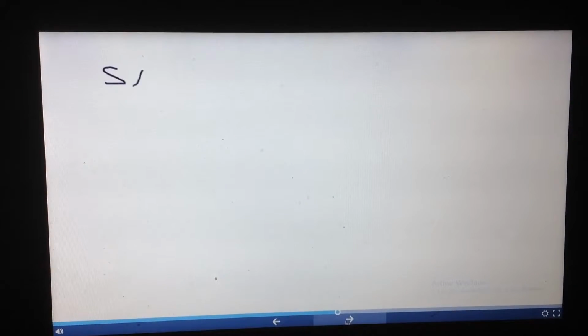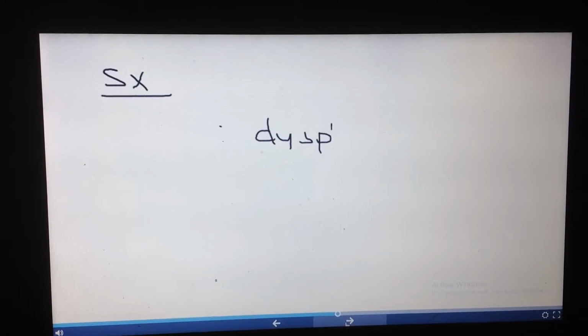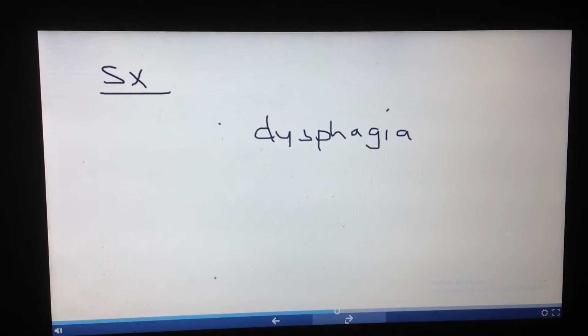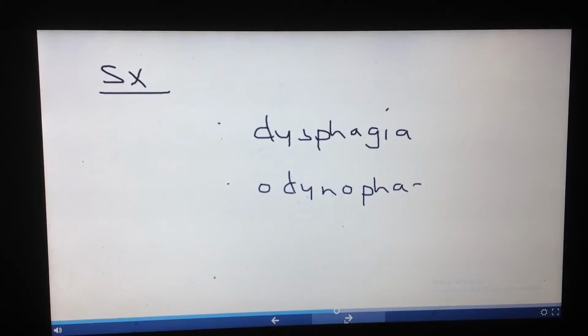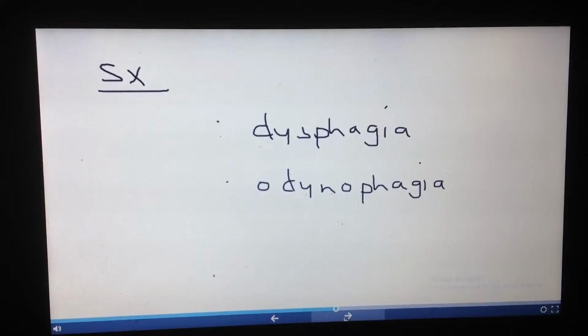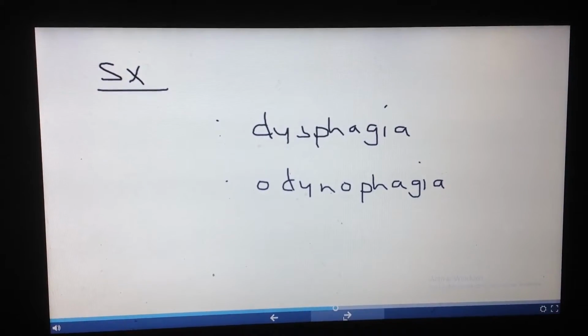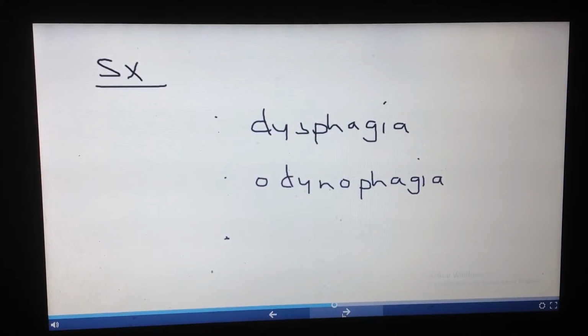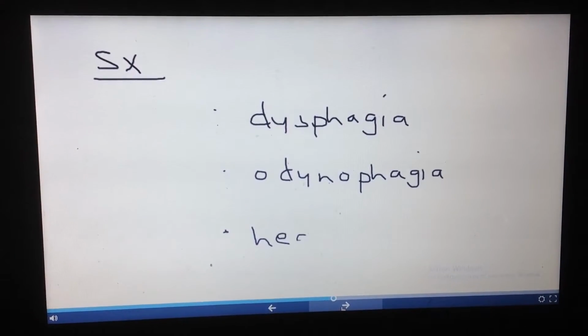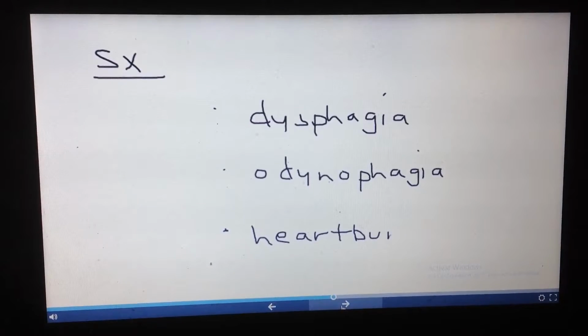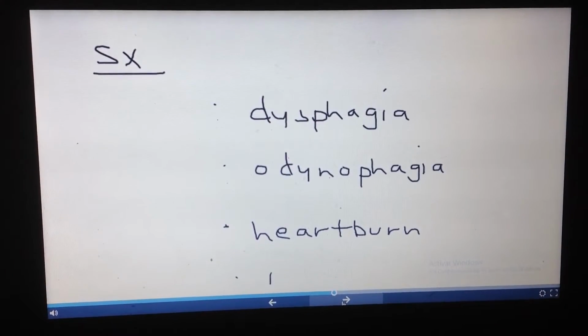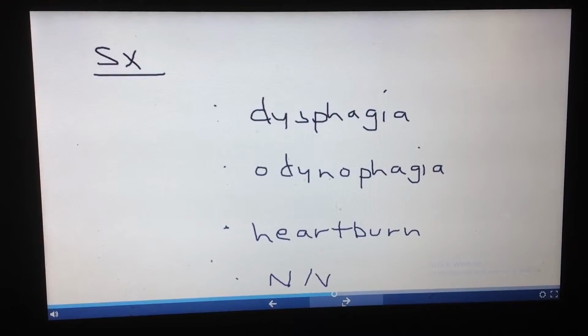So what are some of the symptoms of esophagitis? Well, most classically you have difficulty swallowing, dysphagia. You can also have odynophagia, which is essentially pain during swallowing, although odynophagia is a very serious symptom and sometimes leads you to think of throat cancer rather than just basic inflammation. Heartburn, of course, is a classic symptom, and the patient can also have nausea and vomiting.